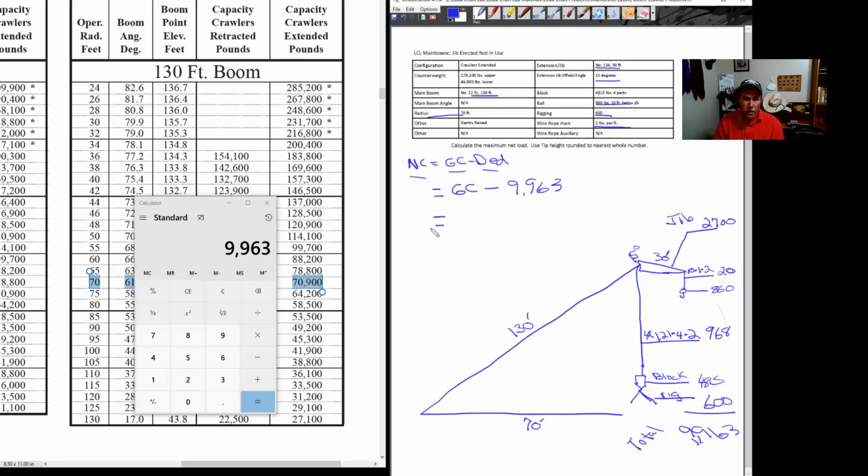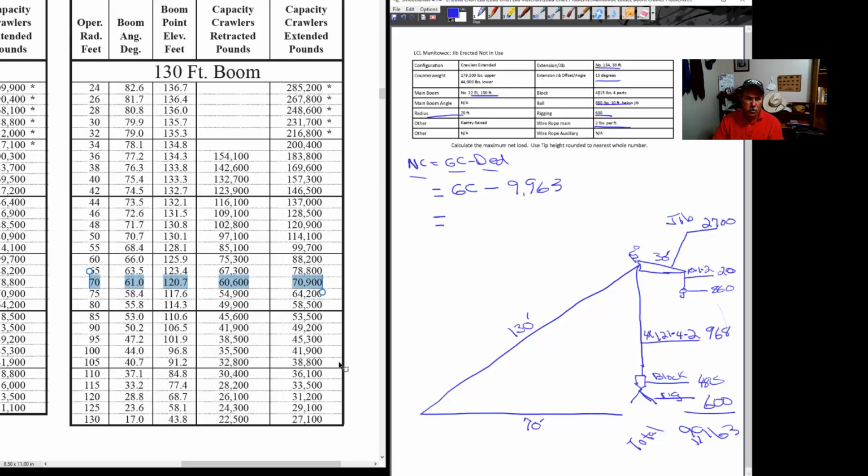All right, we're about halfway there. Now we need our gross capacity. And as you know from previous classes, gross capacity is going to be the lesser of the chart capacity or the line capacity. Let's go ahead and find our chart capacity since we have the chart up on the screen already. And I like to write everything down. Writing things down, recording what you're doing helps prevent mistakes. So write down our chart capacity, and our chart capacity is going to be either 60,600 or 70,900.